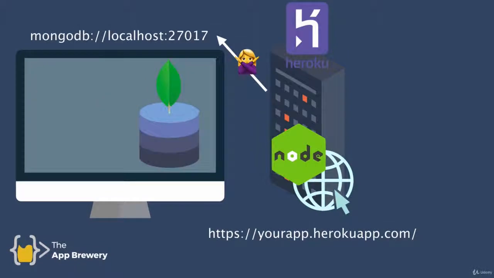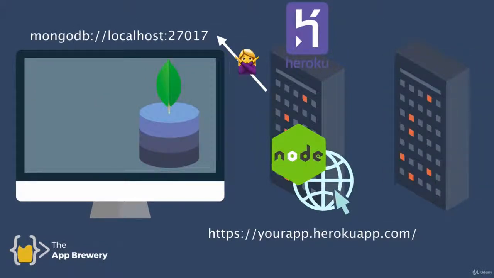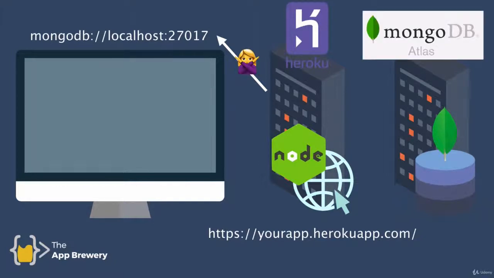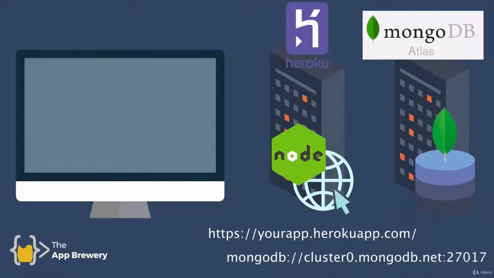What we need to do is set up another server which is capable of hosting MongoDB databases. And the service that we're going to use is MongoDB's own cloud service, which is called Atlas. This is going to allow us to have a web-based address. MongoDB Atlas is going to host our database and serve up the data whenever it's needed.